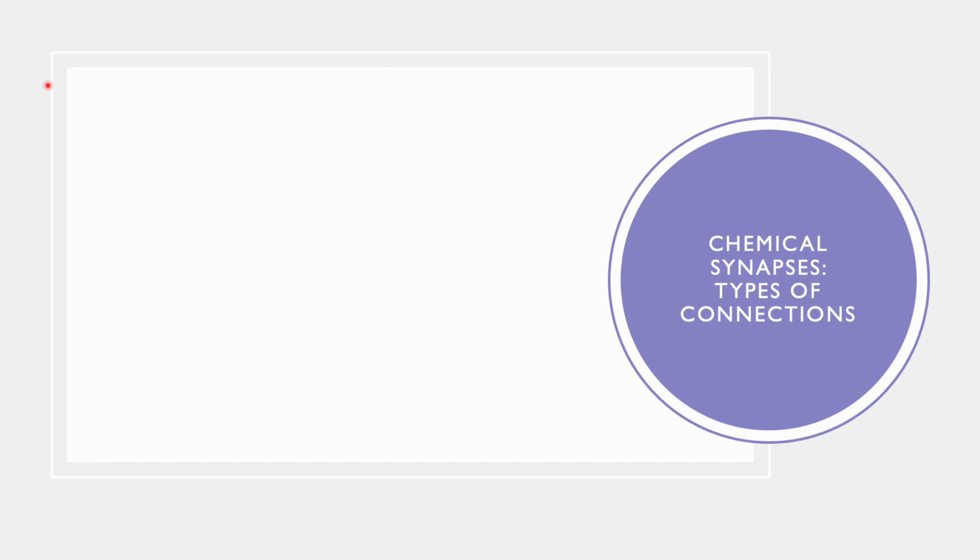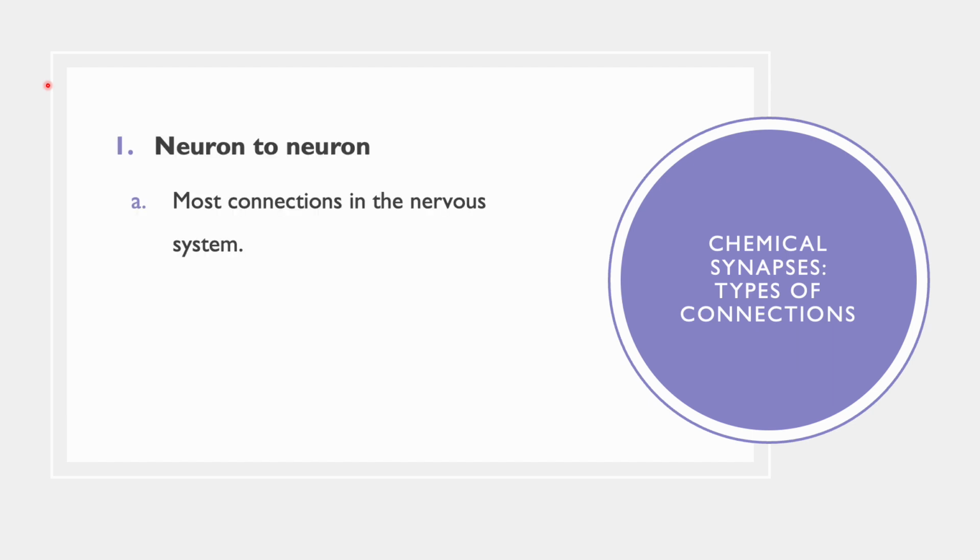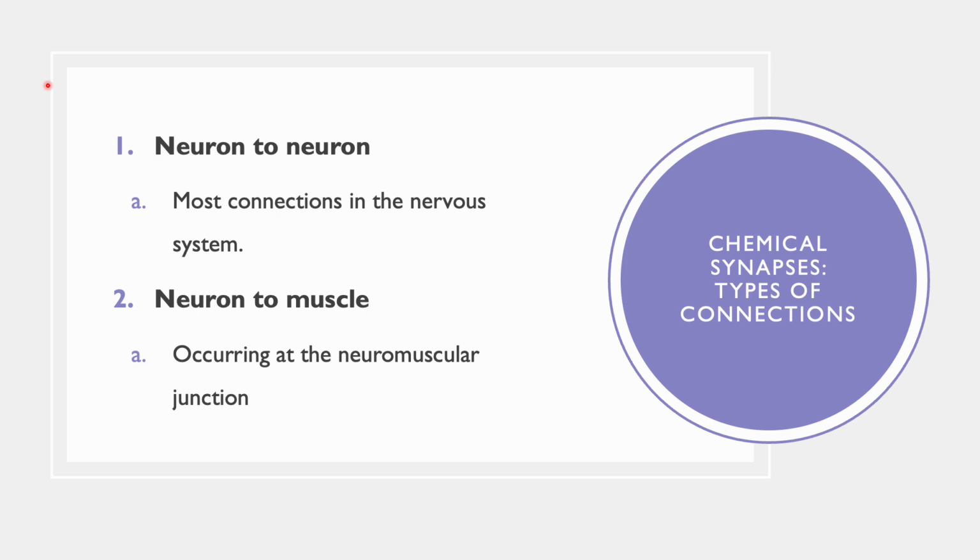Chemical synapses can occur between different types of cells. So first, the most common is neuron to neuron. This is the majority of connections in the nervous system. Remember, neurons that communicate with other neurons are known as interneurons. But neurons can also communicate with muscle cells. This is one of the most studied types of connections, and this occurs at the neuromuscular junction. These are really accessible for researchers because they're out in the periphery of the body as opposed to opening up the brain. So this is a way that we can actually study how neurons can communicate with muscle cells.